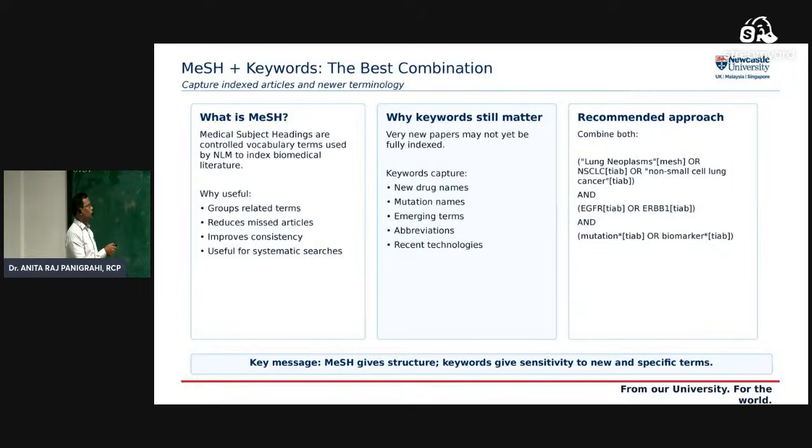If you look at MeSH, this is Medical Subject Headings. Why is it useful? It relates all the group-related terms, and it reduces the probability of missing articles. It improves consistency and is useful for systematic searches. Here I want to tell you what is meant by systematic.